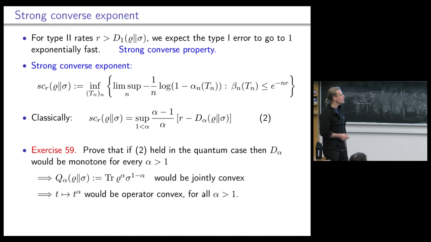And then it is easy to see that if this quantity would be jointly convex, then that would imply that the power function is operator convex for every alpha larger than 1.